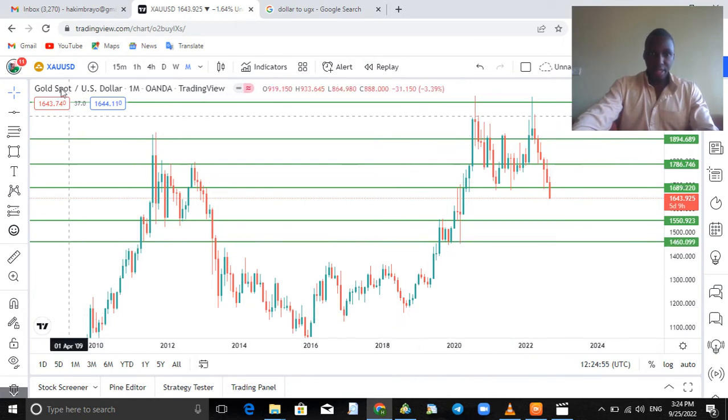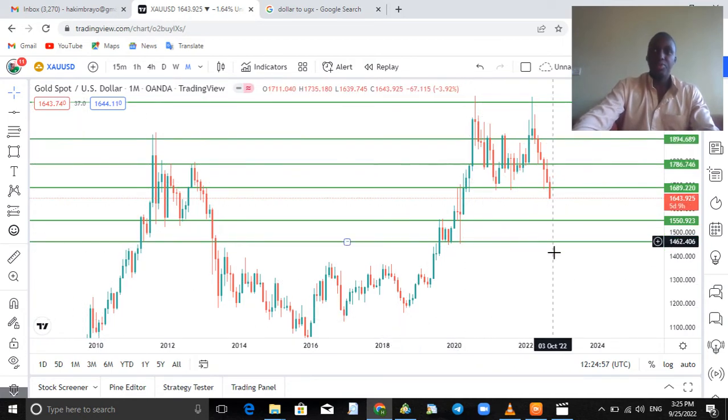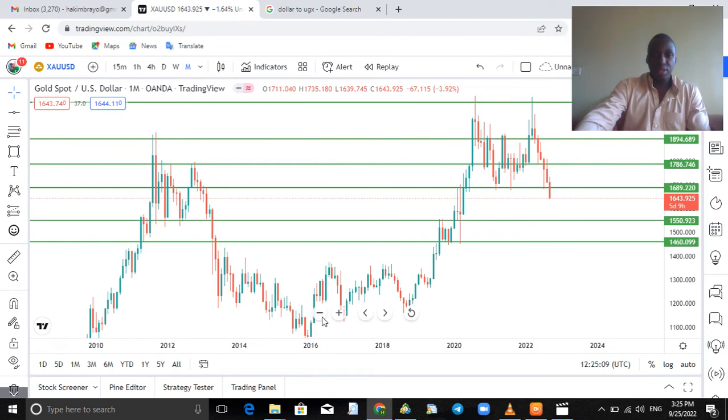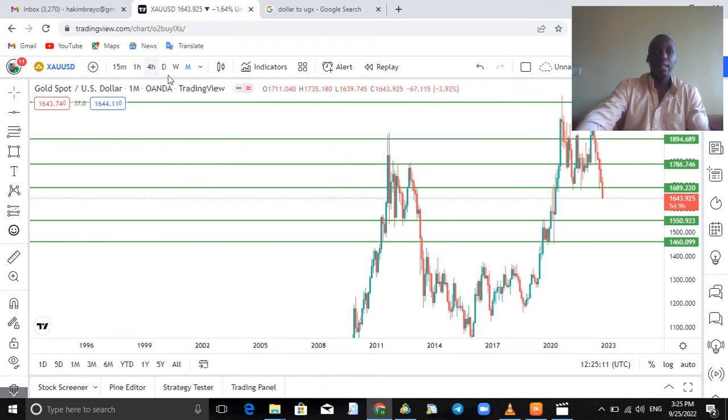We have already seen that we have a double top formation, which means the trend of gold has already changed. We are no longer in an uptrend, but we're now in a downtrend. Now the overall structure, we shall be looking for selling momentum.